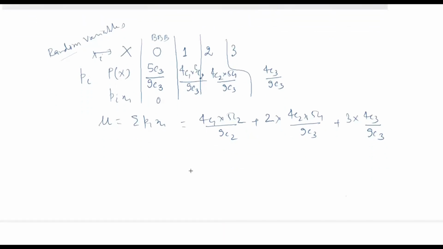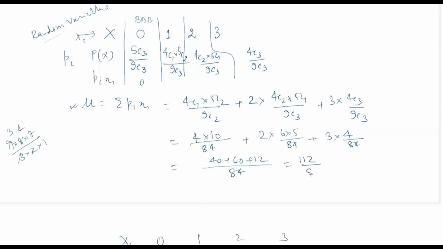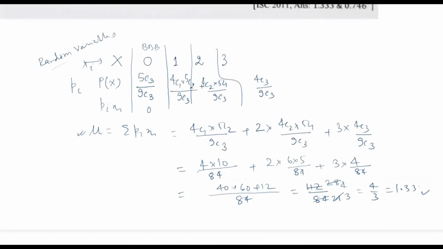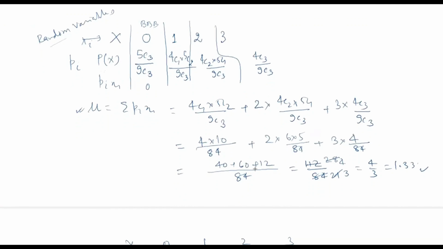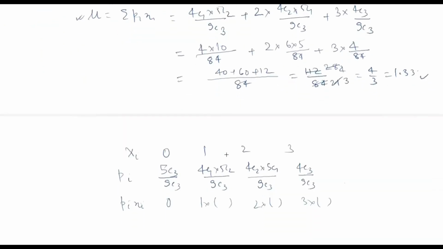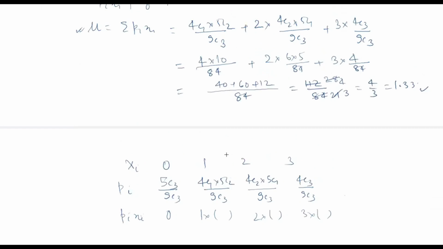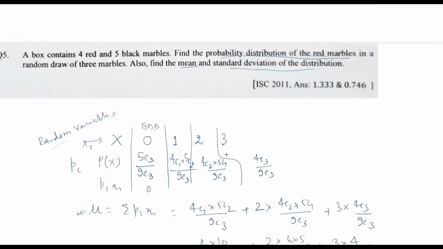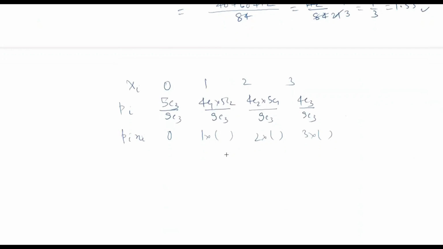So this is my mean. This is 112 upon 84, which is 4 by 3, so this will be 1.33. Okay, this is fine. So that's drawing 3 balls out of 9. So mu we have calculated. What else are we supposed to calculate? The standard deviation. What is the formula for the standard deviation?